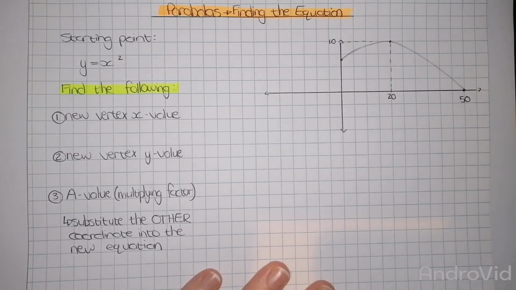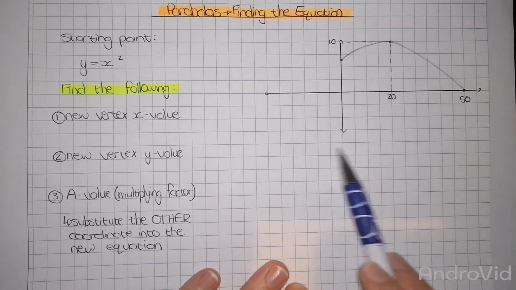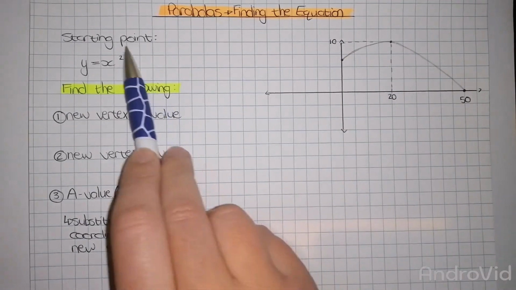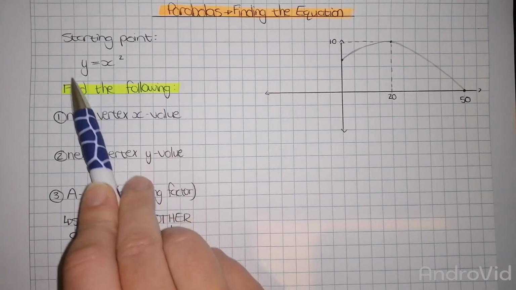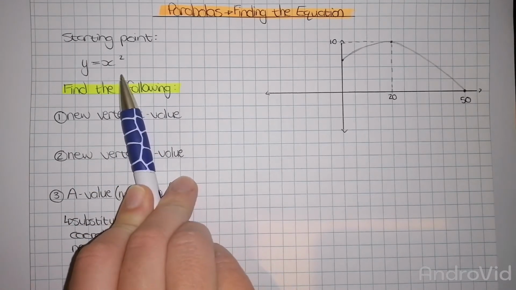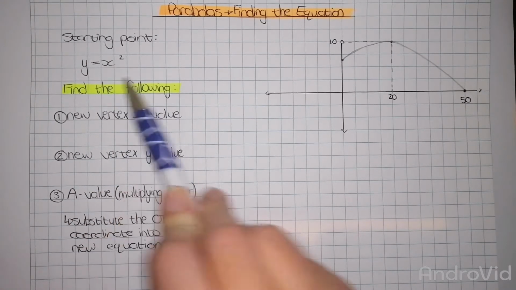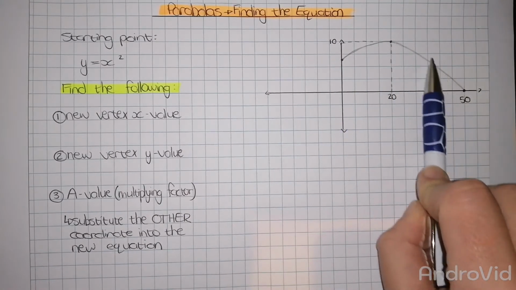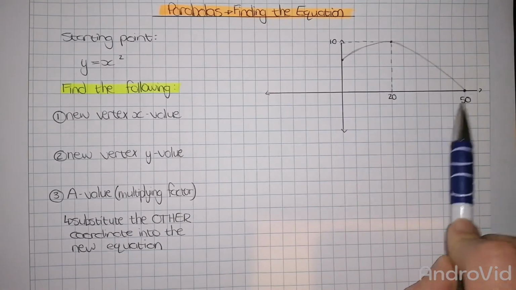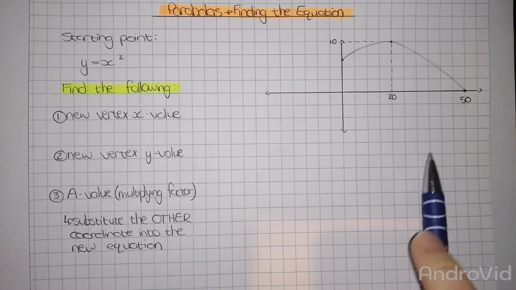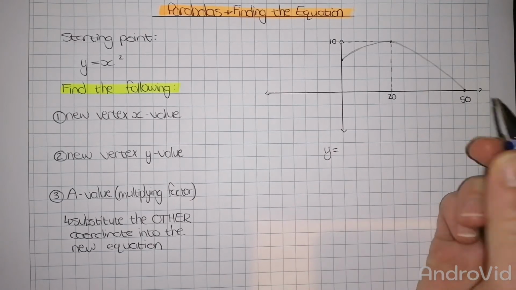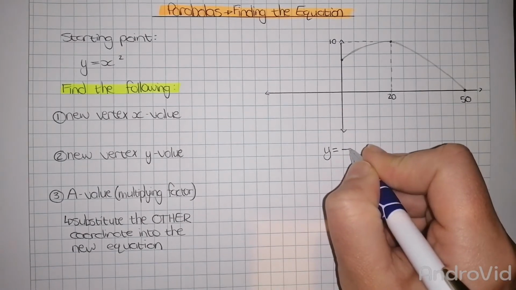If this is the graph I'm given as an example and I need to find the equation of this graph, we're going to start where every single parabola starts, at y equals x squared. The first thing I would do is look at this graph and decide if it is a positive or a negative graph. This one is negative because it's upside down. So I'm going to start writing my equation out, which is y equals, and because it's a negative graph, I'm going to start with a negative.